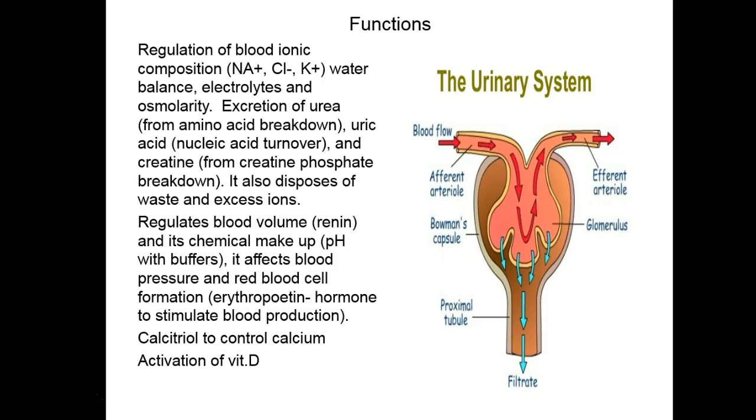It affects blood pressure, and blood volume is going to affect blood pressure. Red blood cell formation: it's looking at the blood that comes through your kidney and via the nervous system, etc., and with the hormone erythropoietin, it can cause the bone marrow to create formed elements, so blood production. Calcitriol is released to control calcium levels, and then activation of vitamin D. A lot of work that the urinary system does.